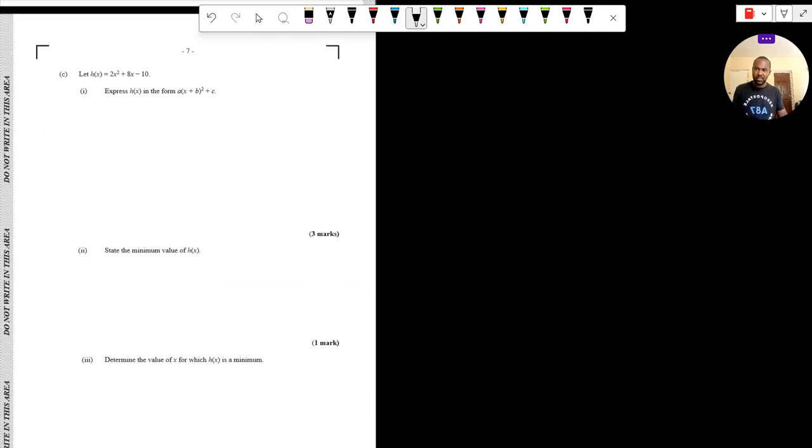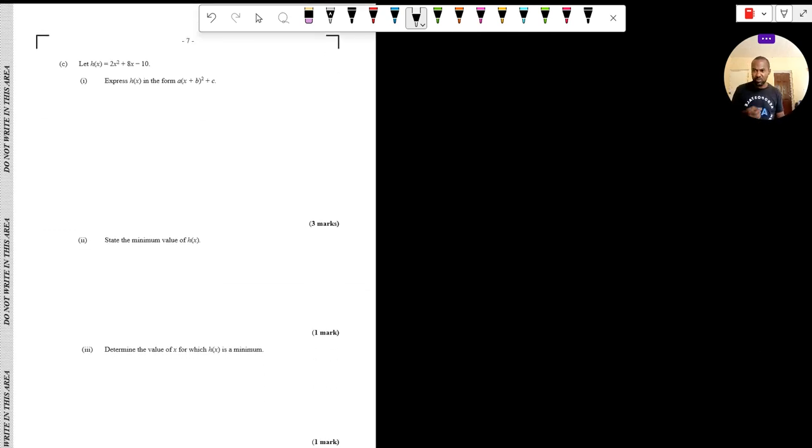Now let's look at part C. Part C says, let h of x equal 2x squared plus 8x minus 10. Express h of x in the form a(x plus b) all squared plus c. Again, when we see an expression in this form, it basically means that we're supposed to complete the square, right? We're supposed to complete the square of this quadratic, so let's proceed to do that.